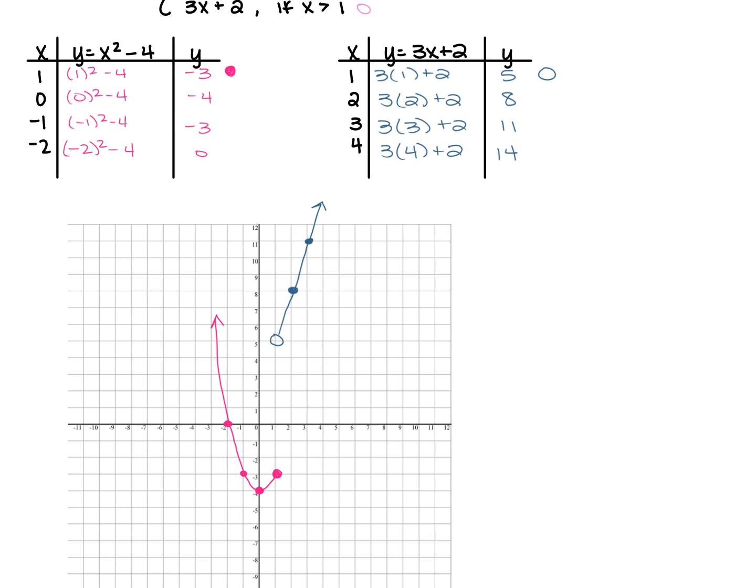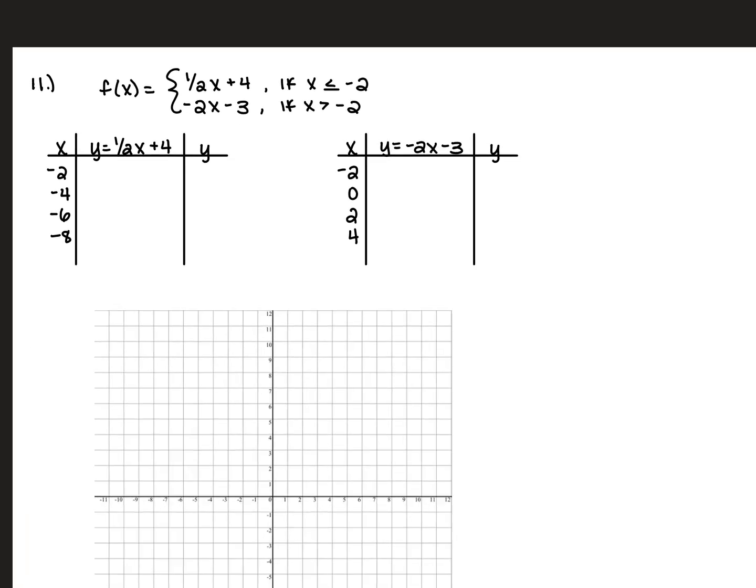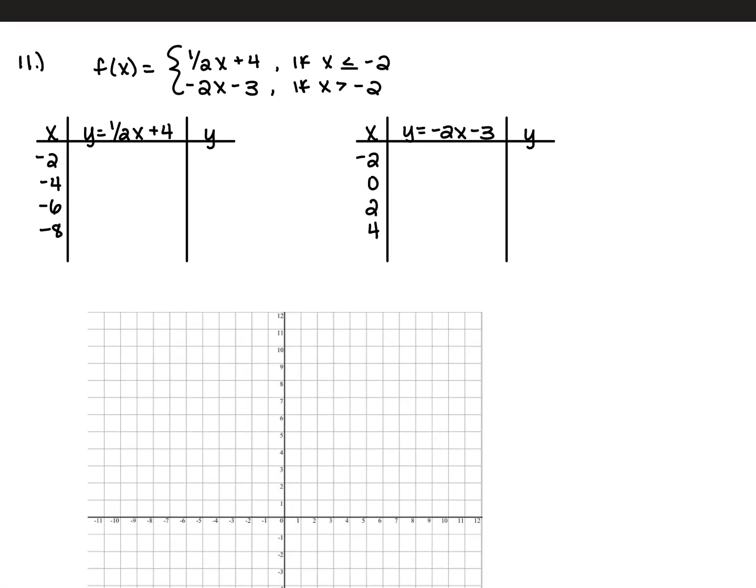If we look at our next example, we're given f of x is equal to 1/2 x plus 4 if x is less than or equal to negative 2. Also, f of x is equal to negative 2x minus 3 if x is greater than negative 2. So we're going to start with the 1/2 x plus 4. Plug in negative 2, negative 4, negative 6, and negative 8. That gives you the less than or equal to, so that means that that one's going to be a closed circle for that negative 2.